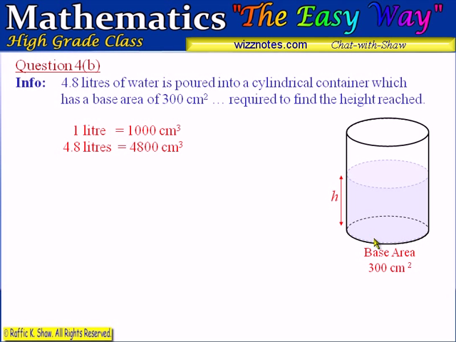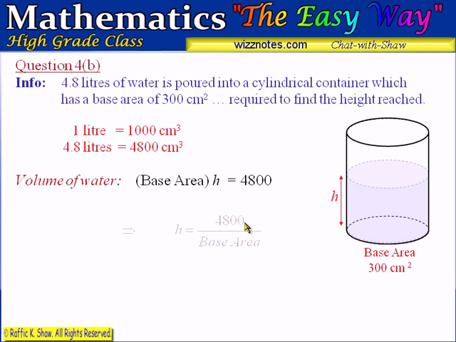Cross-sectional area, which is the base area, multiplied by the height. That's the volume of water in the bucket, and that's what we need to express. The volume of water will be the base area multiplied by the height, and we know that that's 4800. Alright, so if we divide by the base area, we will make the height the subject, and that's how we can calculate the height of the water in the bucket.